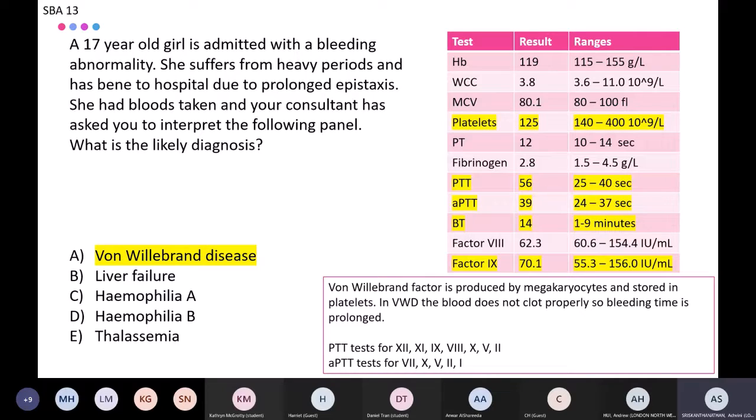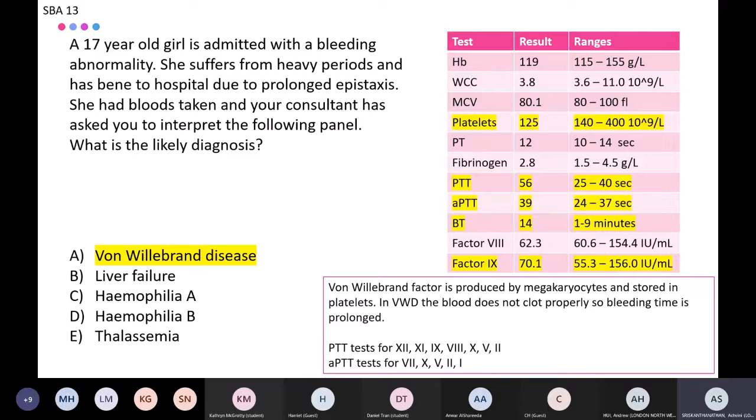And factor 9 can, well, actually, I don't know why that's highlighted. I think that was a bit of an error on my part. But just to highlight the key factors in each of these tests, for PTT, it's factor 7, factor 12, factor 11, factor 9, 8, 10, 5 and 2. Your APTT tests for your 7, 10, 5, 2 and 1.